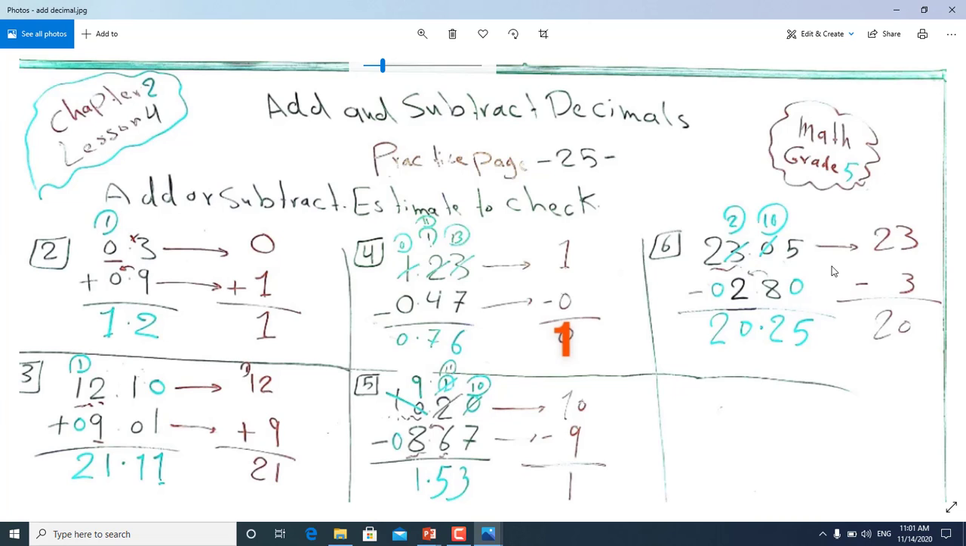We will start at the right. 5 minus 0, it's 5. 0 minus 8, it's not enough. We can break apart. This 3 will be 2. And this 0 will be 10 because we take 1 from this 3, which will be 2. After that, this 0 will be 10. 10 minus 8, it's 2. And 2 minus 2, it's 0. 2 minus 0, it's 0. And we have the decimal point. We bring it down in the middle.